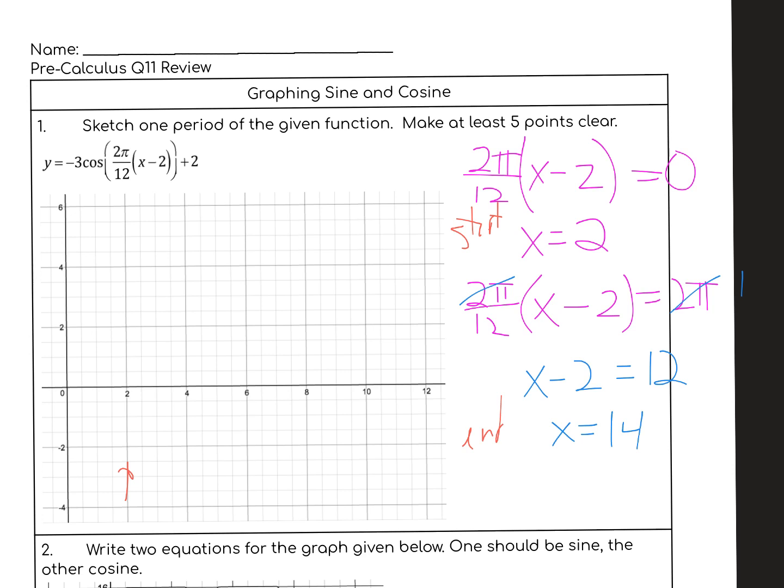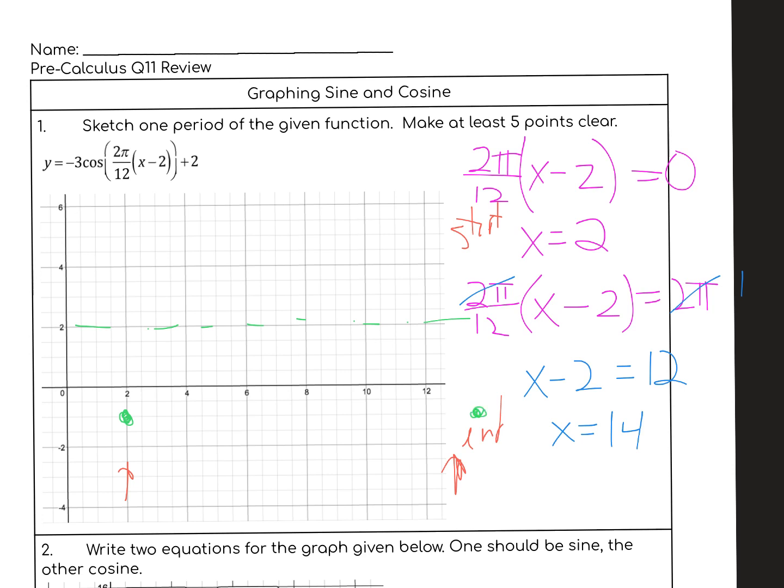But that's not that important. I don't really care. Okay. Now, the midline is going to be at 2. So I'm going to draw that in, because that's at plus 2. And the amplitude is 3, but I have a negative in front. So that means at 2, I'm going to start 3 below the midline. 1, 2, 3. The scale's a little funky, so be careful. So that's going to be start at 2, negative 1. And I'm going to end at 14, negative 1.